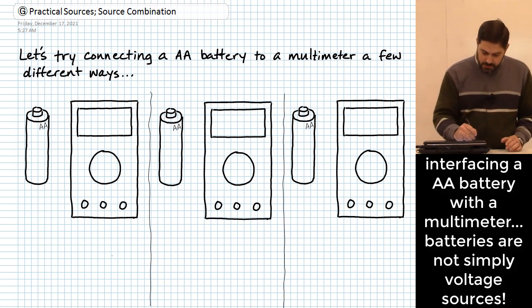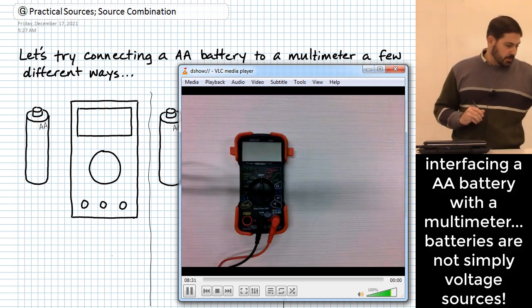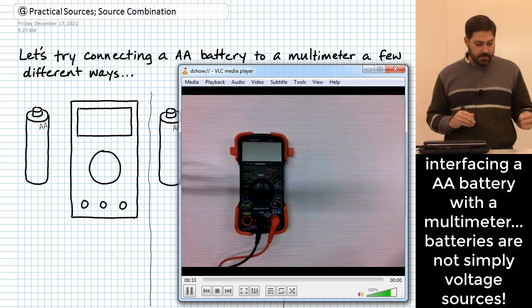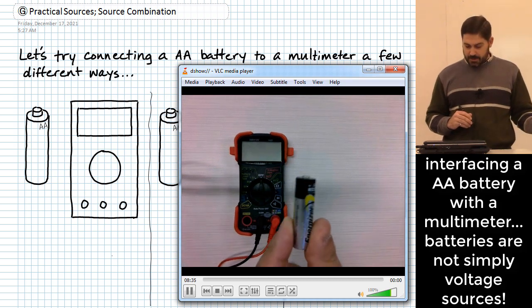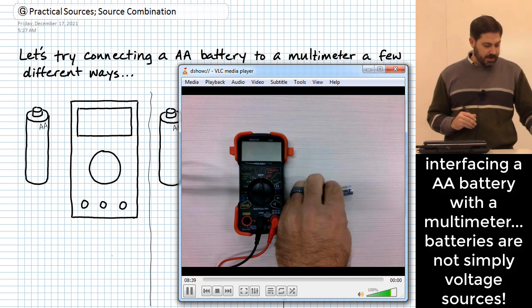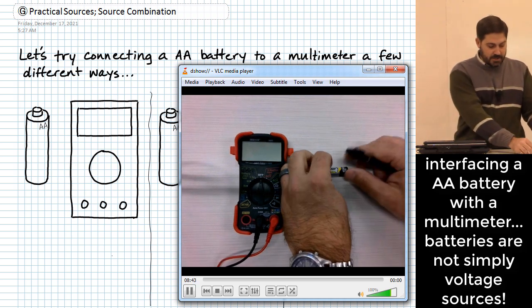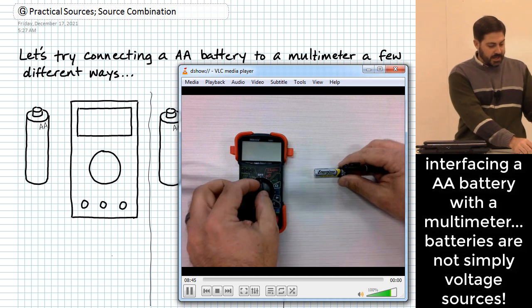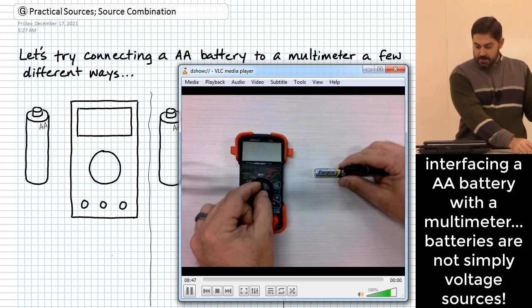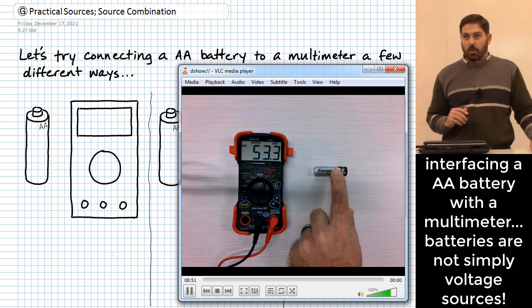Okay, so let me pull this up real quick. This is a multimeter. And I'm going to show you how I can hook this multimeter up to a little AA battery. Okay? So there's my little AA battery. The first setting that I'm going to set this multimeter to in order to test this battery is what you might expect. I'm going to put it on DC volts.